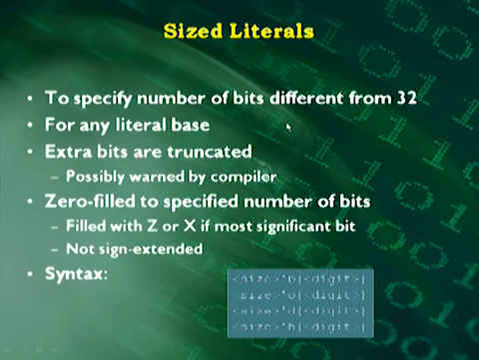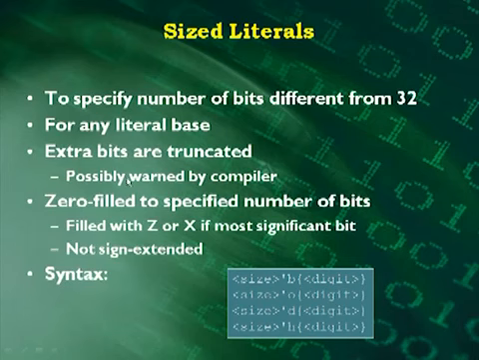Okay, so let's say we don't want just 32 bits all the time. We want to create something that's a little different. This method that we're going to do now is good for any of those literal bases, whether it be binary, hex, octal, whatever you're going to use. And sometimes these extra bits are truncated, and you might get a warning by the compiler, but that's okay.